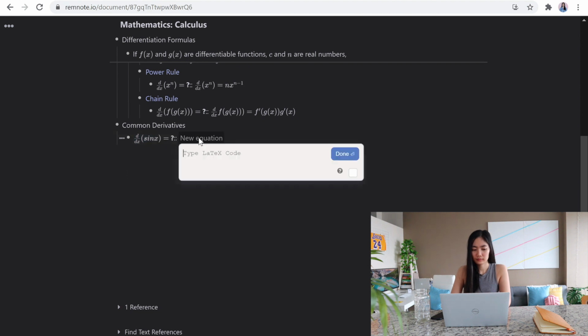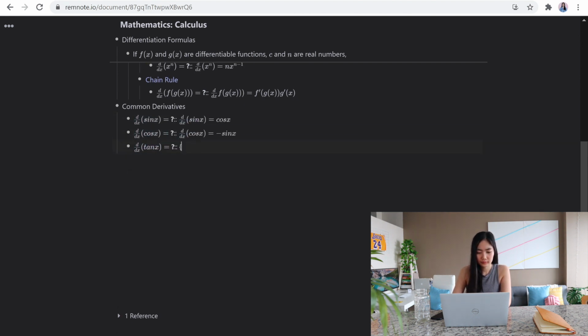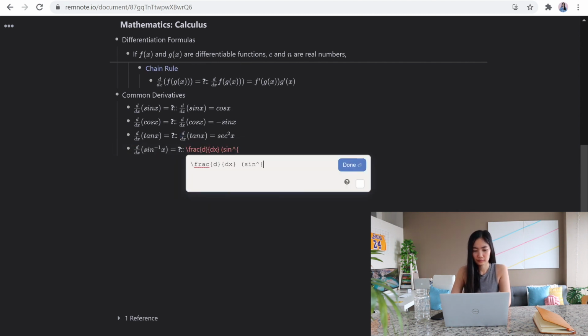Notice here that I put a question mark and then rewrite the whole thing. That's just my preference because I'd like to visualize it as a whole.